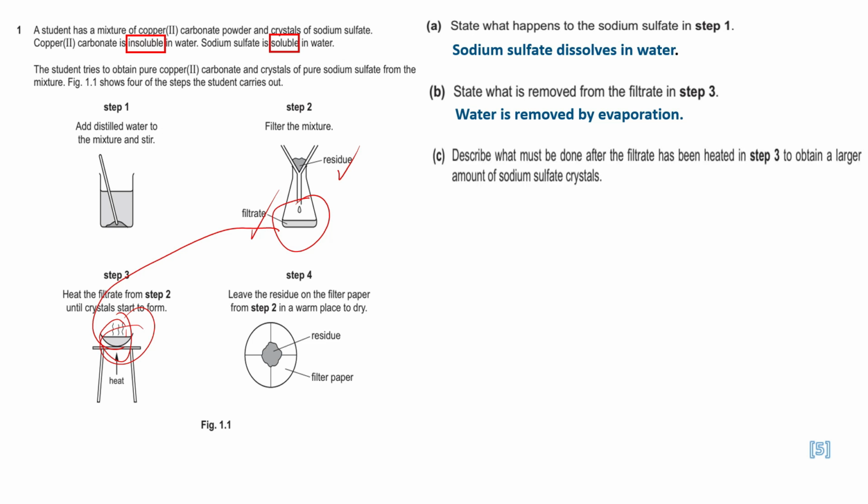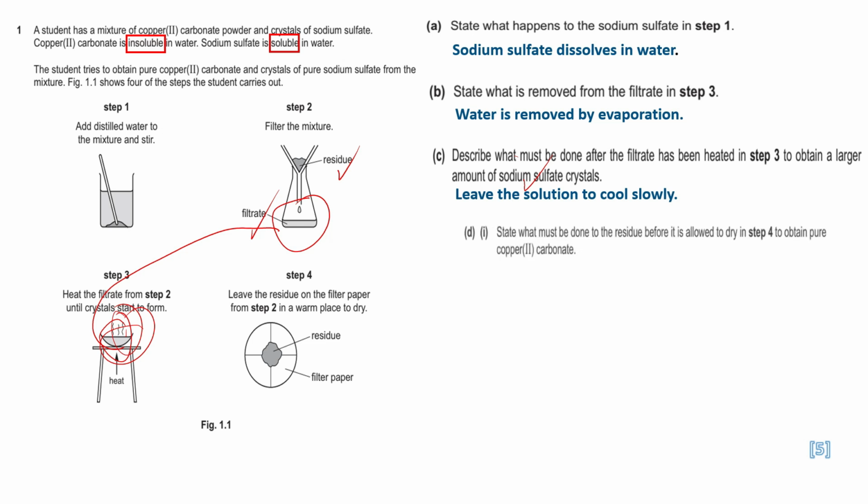Letter C. Describe what must be done after the filtrate has been heated in step 3 to obtain a larger amount of sodium sulfate crystals. To obtain a larger amount of sodium sulfate crystals, allow the solution to crystallize. How? By cooling down. Leave the solution to cool slowly.